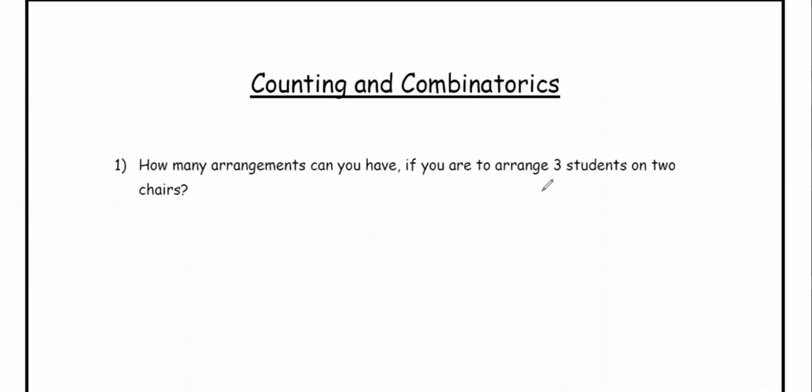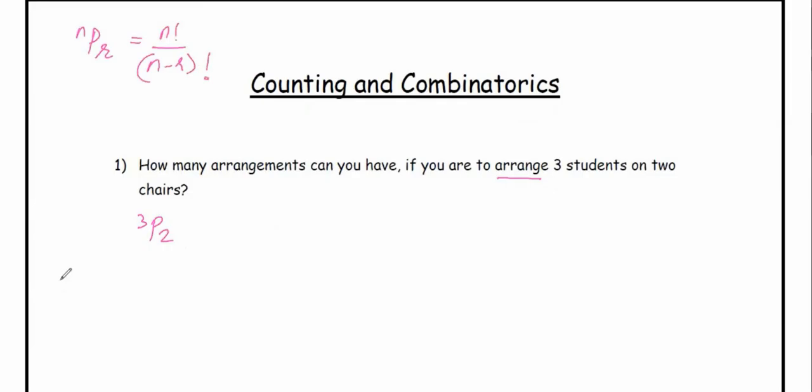Okay. So how many arrangements can you have if you are to arrange 3 students onto 2 chairs? Ideally, out here, arrange 3 students on 2 chairs. You would simply say, okay, Neville is 3P2. So I'll just write down for those people, the formula is nPr, which is n factorial upon n minus r factorial.